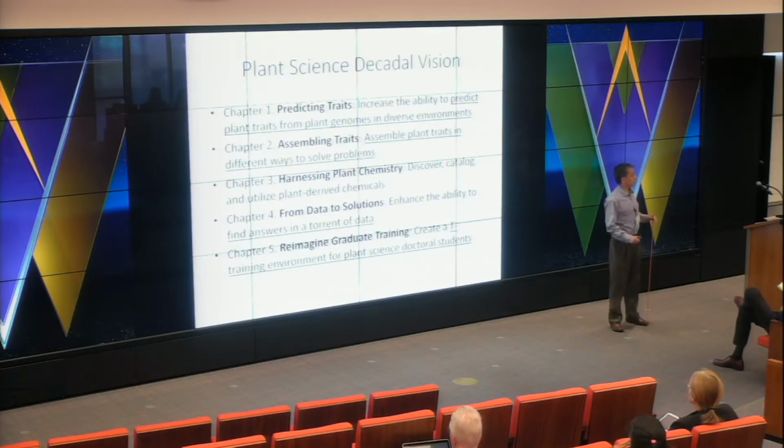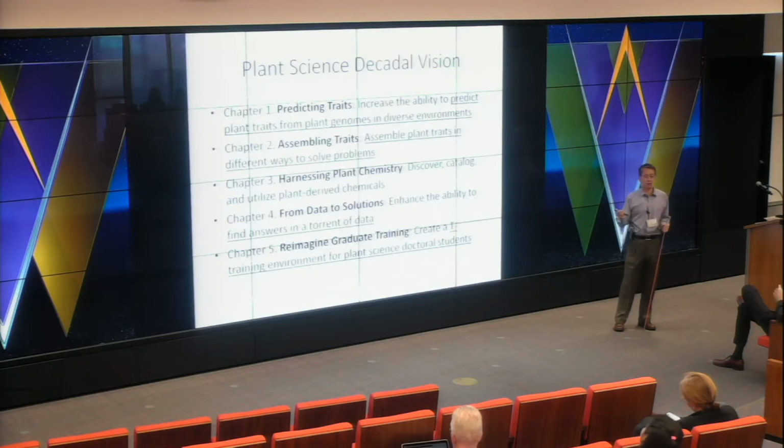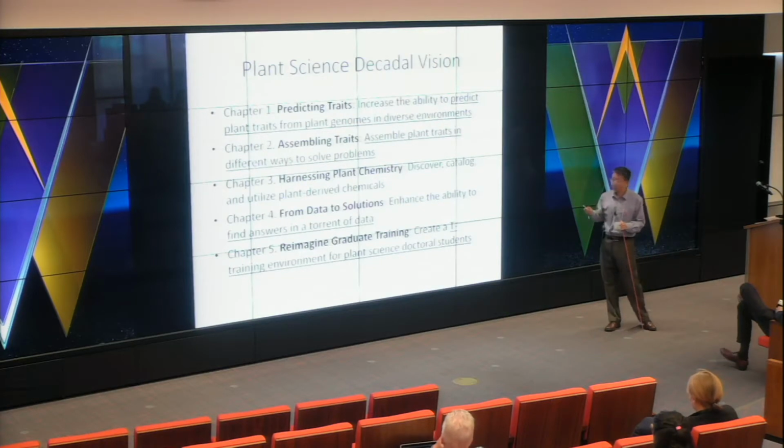First one is predicting traits. That's exactly what I'm doing, right? And then the increased ability to predict, look at this, plant traits from plant genome in diverse environments. Wonderful, right? And then assembling traits. Can we translate assembling traits as plant breeding, right? Symbols together, transgressive segregation, all those, finding the mutant alleles might be helpful combined with natural alleles. And then this harnessing plant chemistry, right? I didn't underscore that, but we just found out you can find these new hormones, right?